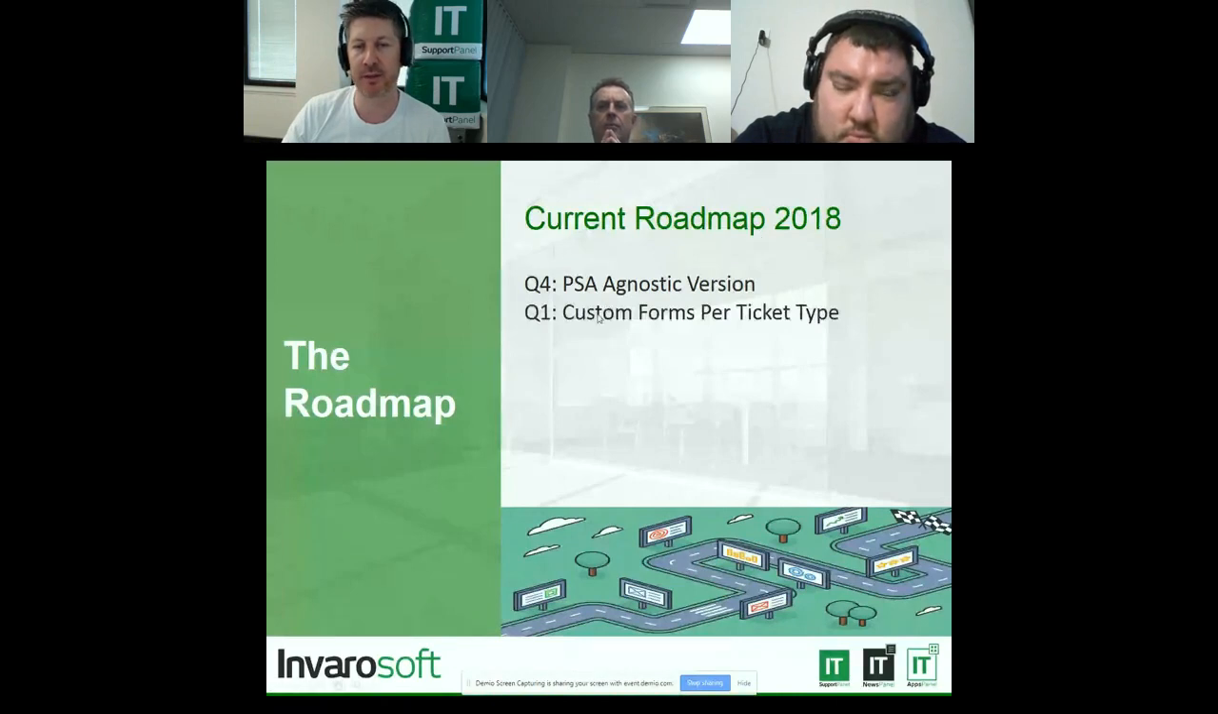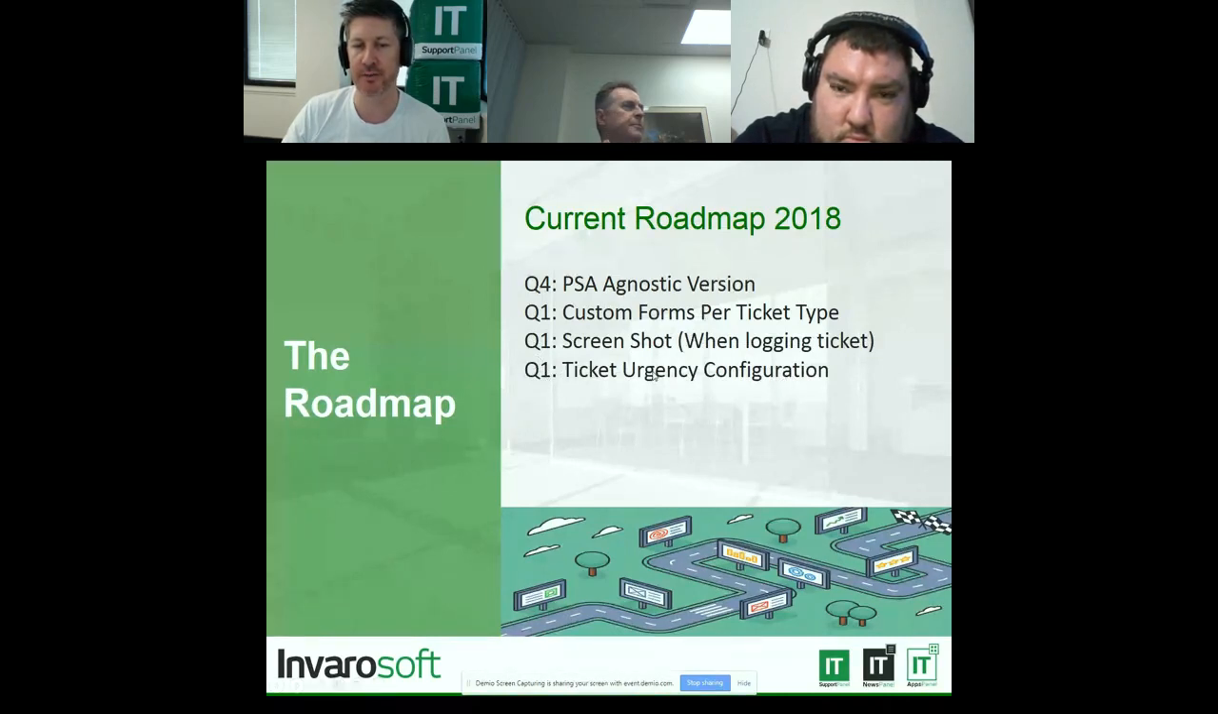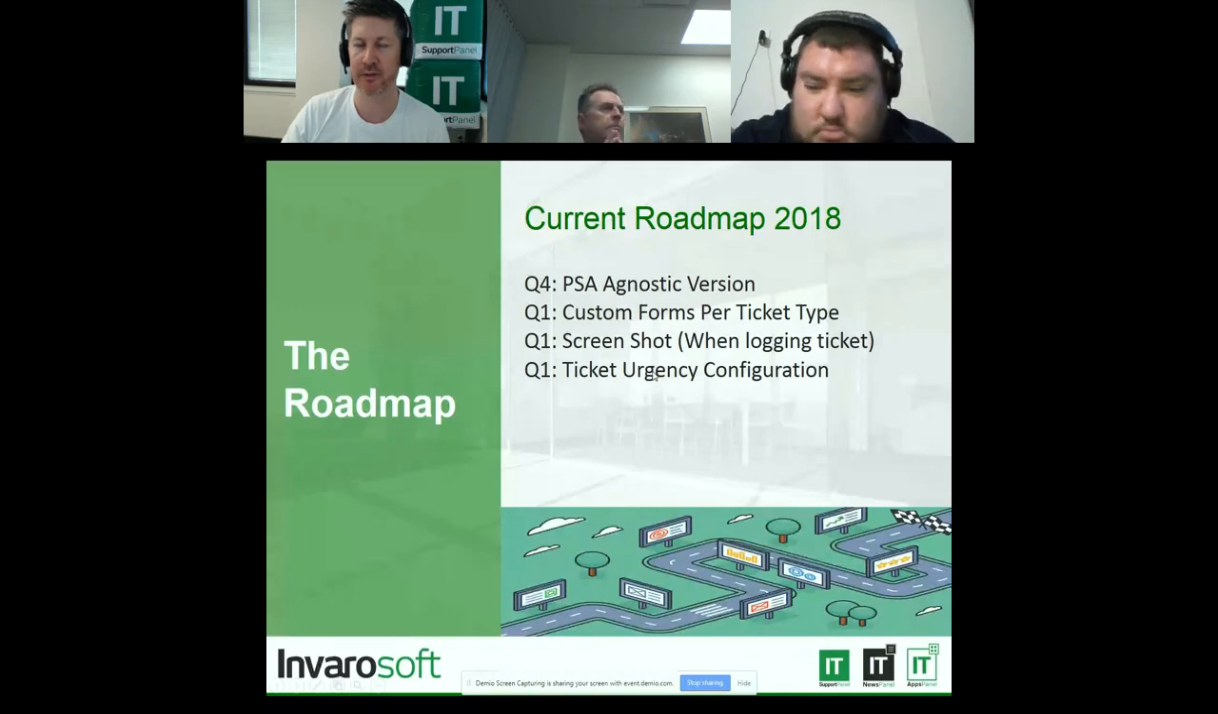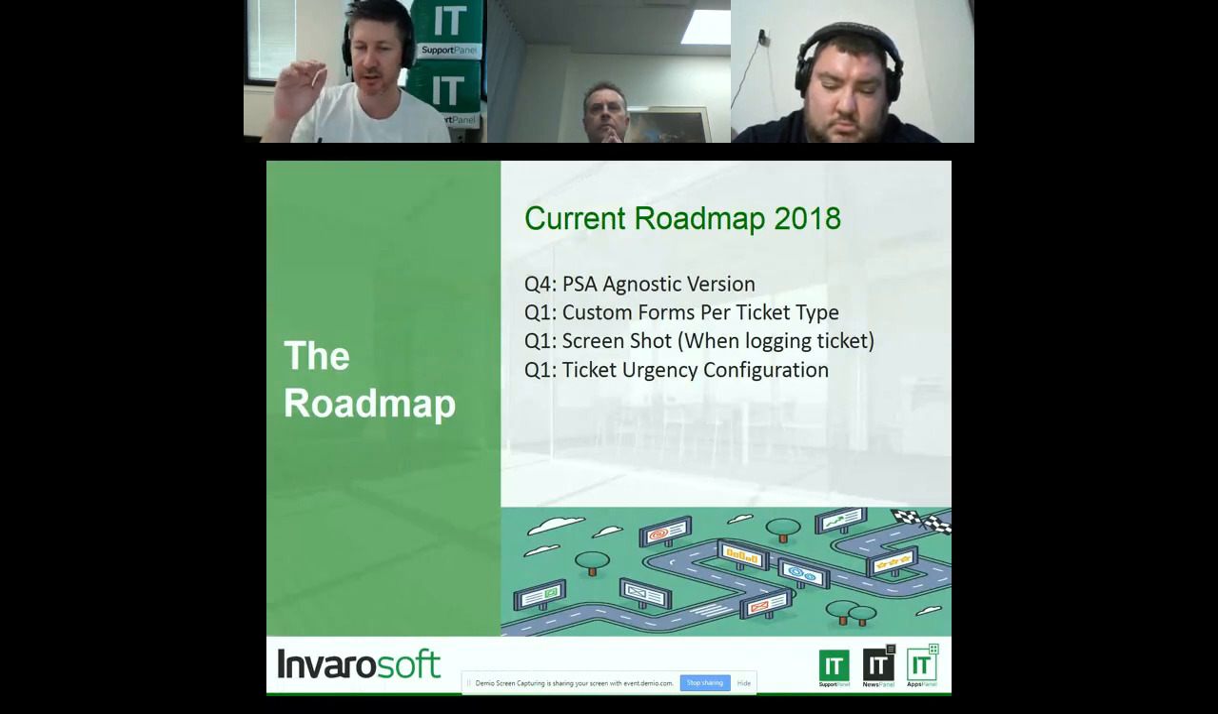Okay. I talked about the custom forms per ticket type, the screenshot we talked about, and ticket urgency. There is urgency as part of the types of your PSA already, but we thought it was important to make sure that, at an end user level, when they're logging the ticket, they can actually select urgency.